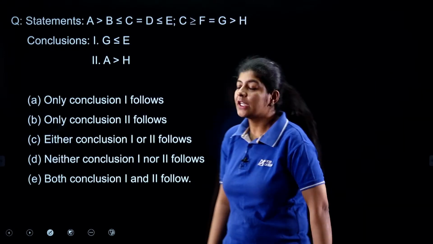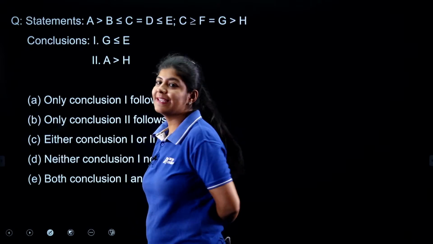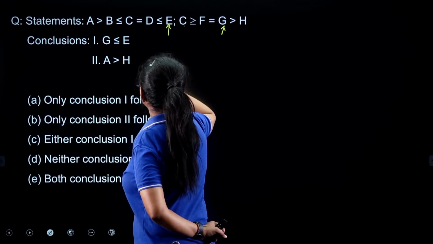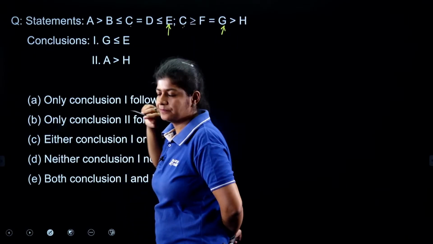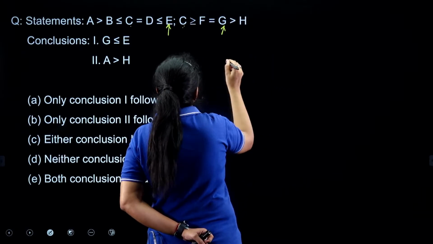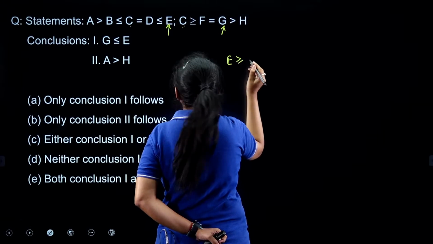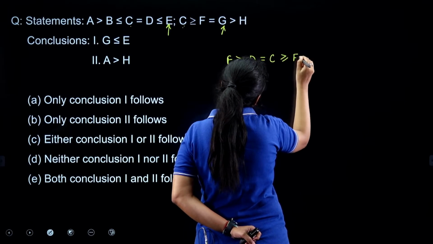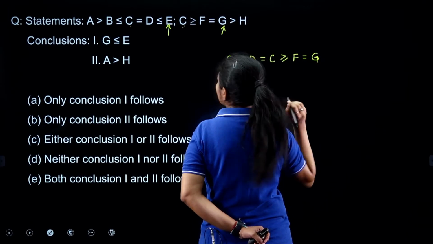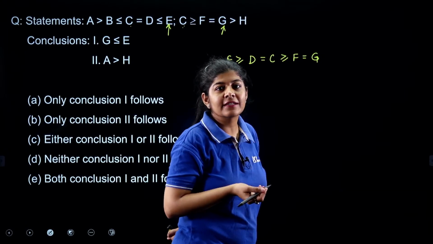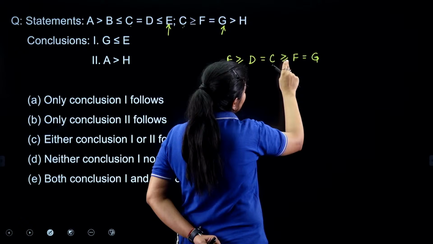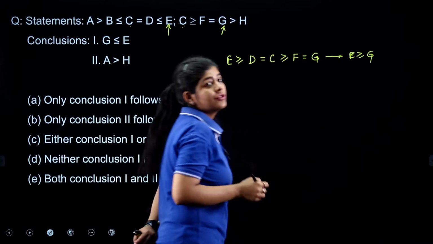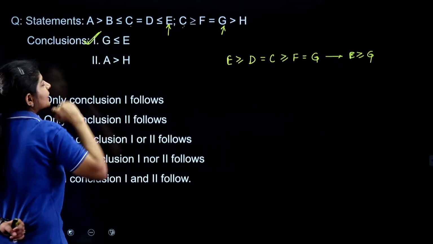Okay, let's see. Here the first conclusion is saying that G is less than or equal to E. Here we are having E, here we are having G. The common element is C, right? So we can write it as E is greater than or equal to D, D is equal to C, C is greater than or equal to F, and F is equal to G. So from this, can we say that E is greater than or equal to G? Yes, this one is satisfying this particular conclusion. So we can consider this conclusion true.